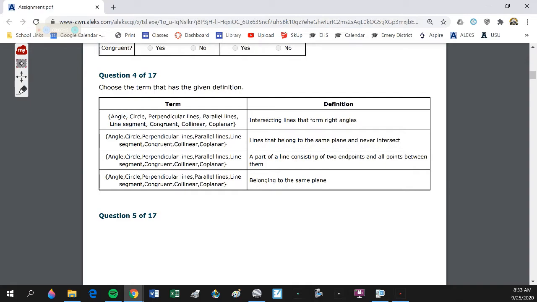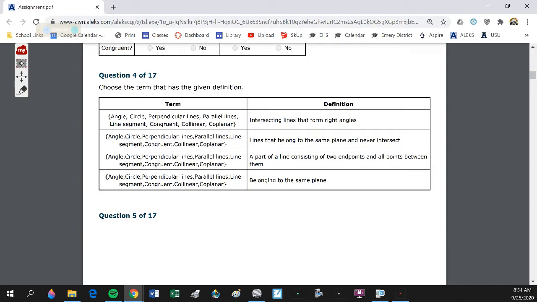Lines that belong to the same plane and never intersect. What do we call it when two lines are in the same plane but they never touch? Parallel. Okay. A part of a line consisting of two endpoints and all the points in between. What do we call a line that has a start and an end? Not a line, a segment. And then belonging to the same plane would be coplanar.